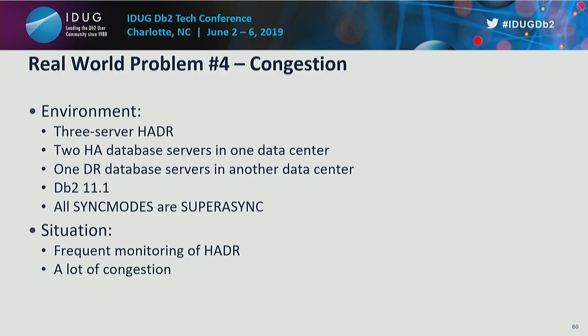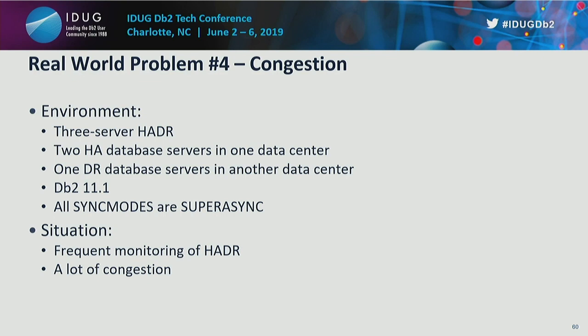Okay, one more real-world problem. We'll get through it as fast as we can here. We're almost out of time. Congestion. This is a 3-server HADR environment. We have 2 HA database servers in one data center and 1 DR database server in another data center. This is a Db2 11.1. All sync modes are super async.